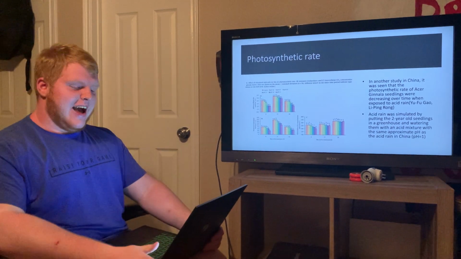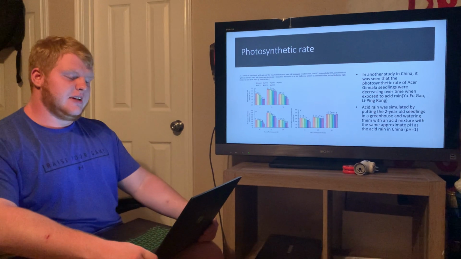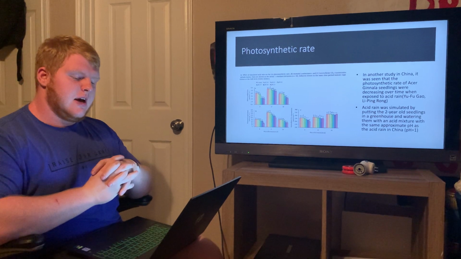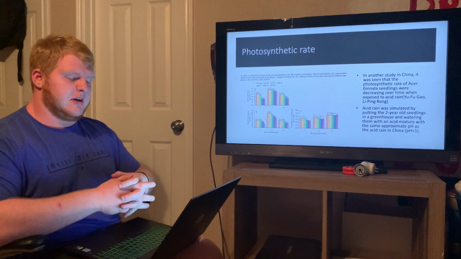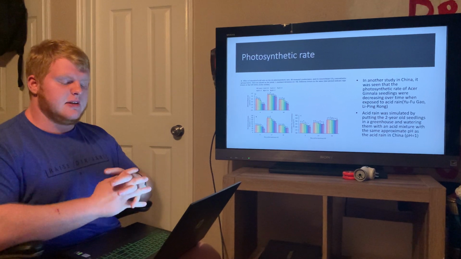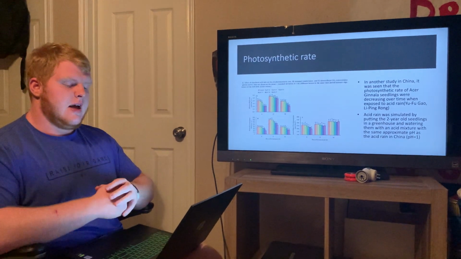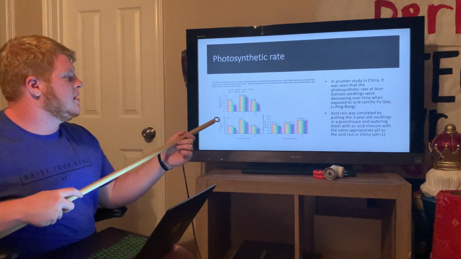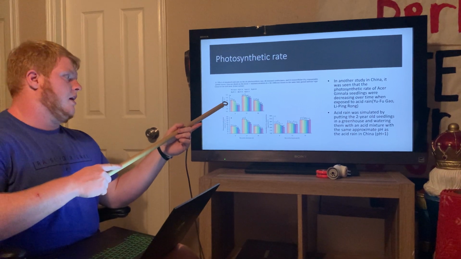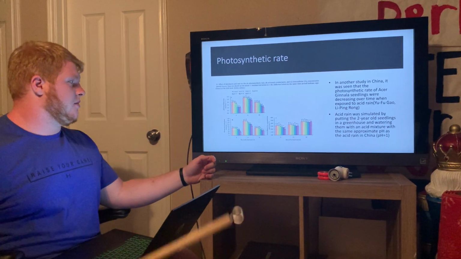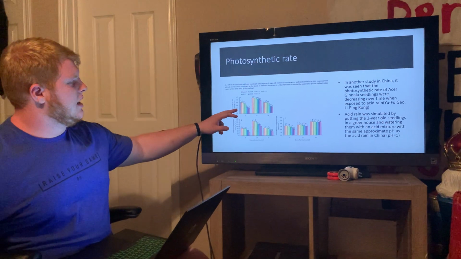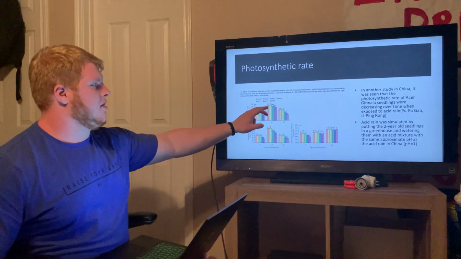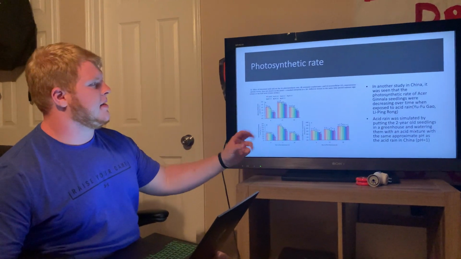Acid rain was simulated by putting 2-year-old seedlings in a greenhouse and then watering them with a solution, a mixture that approximated the same pH level as the acid rain in China. As you can see, this one in particular is the photosynthetic rate, and you can see that as pH gets higher, the photosynthetic rate drops, and that's for all three. They did it for 3 plants.